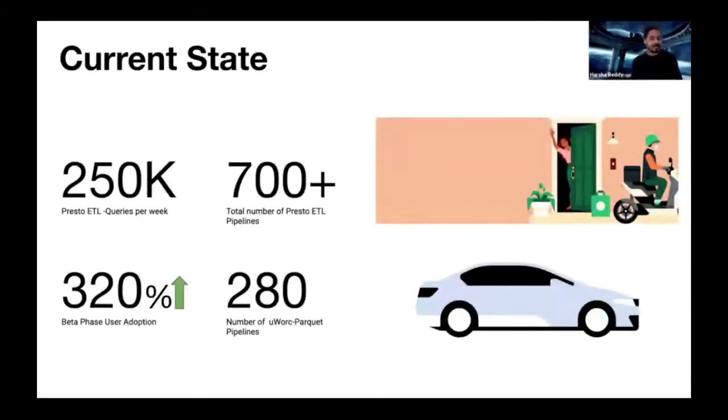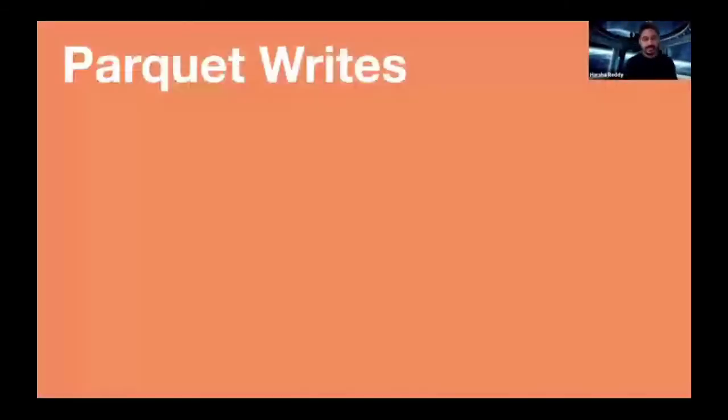And we have about 280 Presto Parquet pipelines, which is like the Parquet Writes itself. Not everything there is doing Parquet Write in the overall ETLs. It's doing Avro writes, it's doing writes into extracts and so on. So the Parquet Writes leads us to our next topic, which is Parquet, right?